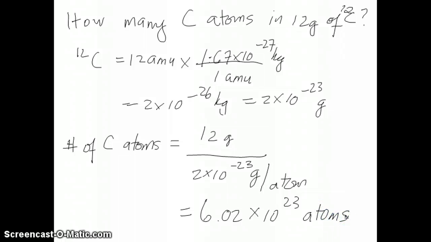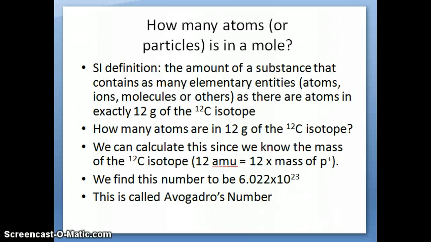6.02 times 10 to the 23rd atoms. Okay? So that number that we just calculated, 6.022 times 10 to the 23rd, is what we refer to as Avogadro's number. This is defined as a mole. Anything that has this many counts of particles or substances or objects is referred to as a mole.